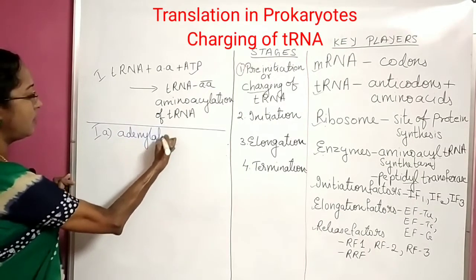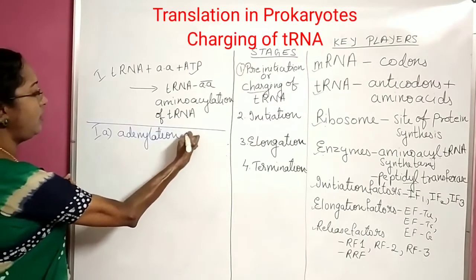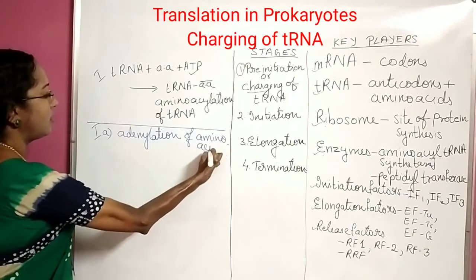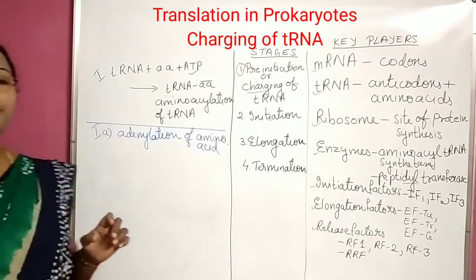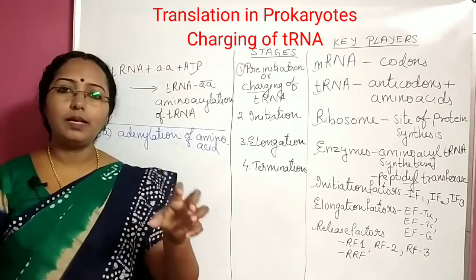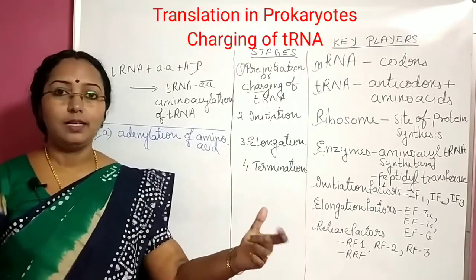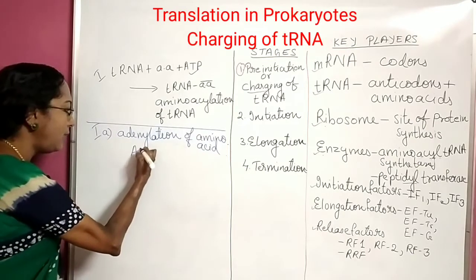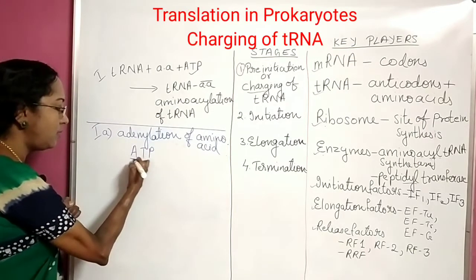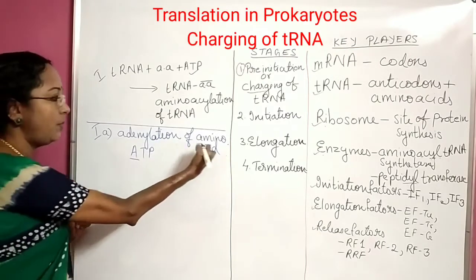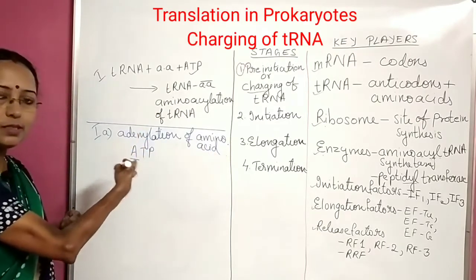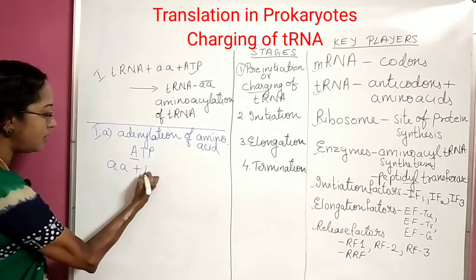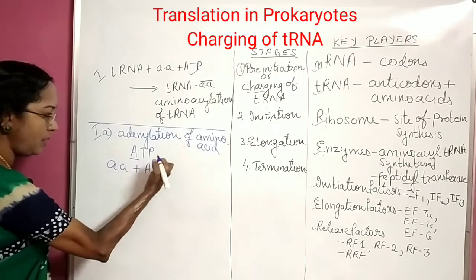adenylation of amino acid. That is, to the amino acid one adenine group is added. From where is it getting this adenine group? It is getting the adenine group from ATP, adenosine triphosphate. So the amino acid is going to get an adenine group first. So I can just write here like this: amino acid is added to one ATP.